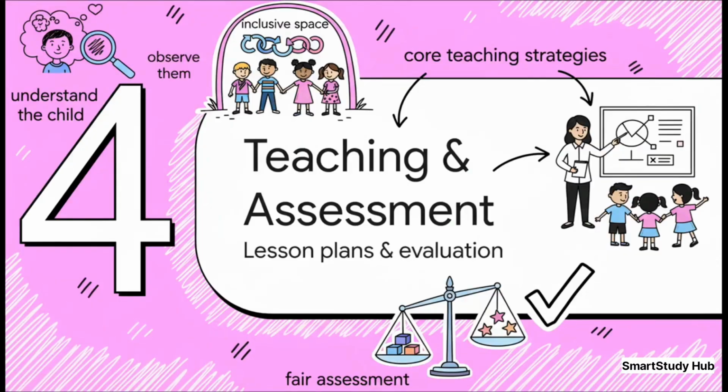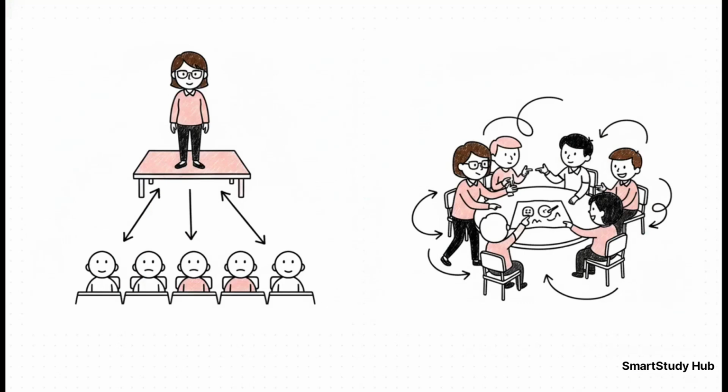Okay, on to our final section. We've understood the child, we've learned how to observe them, and we've set up an inclusive space. So now what do we actually do? This is where the rubber meets the road, the core strategies for teaching and the right ways to assess learning. The MTET syllabus really pushes for this big shift from teacher-centered to learner-centered approaches.